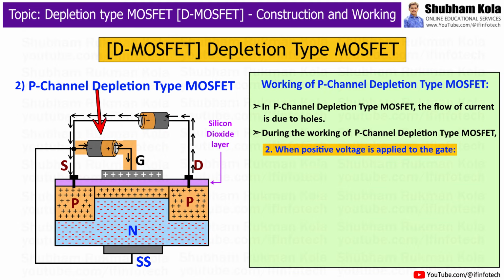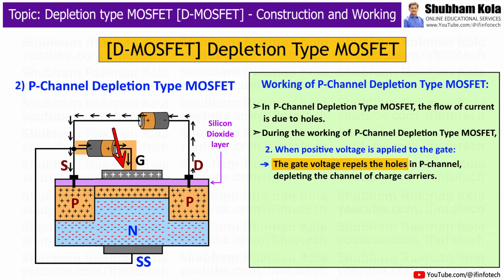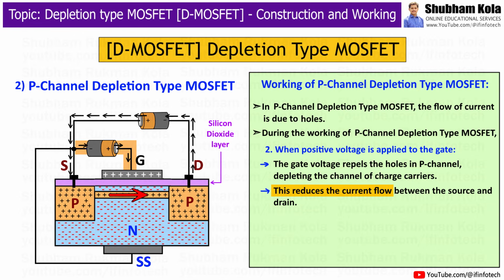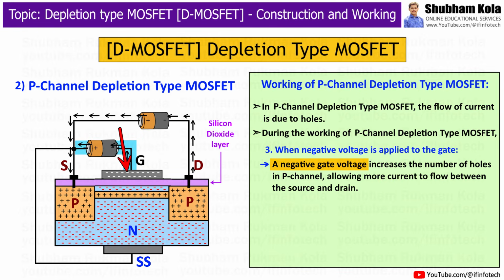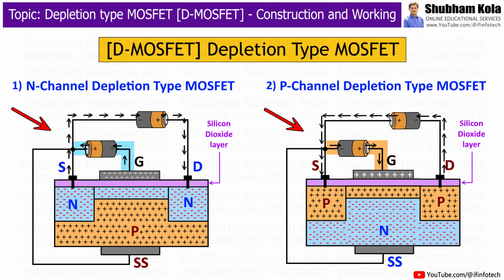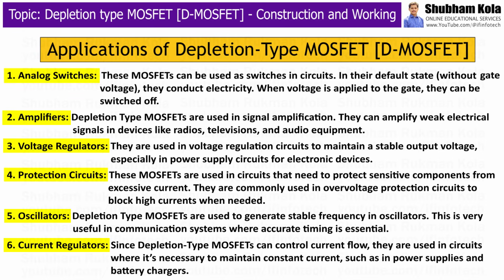When positive voltage is applied to the gate, the voltage repels the holes in P-channel, depleting the channel of charge carriers. This reduces the current flow between the source and drain. When negative voltage is applied to the gate, a negative gate voltage increases the number of holes in P-channel, allowing more current to flow between the source and drain. This enhances the conduction.